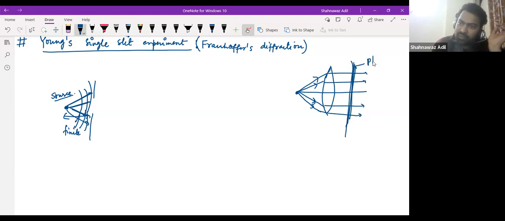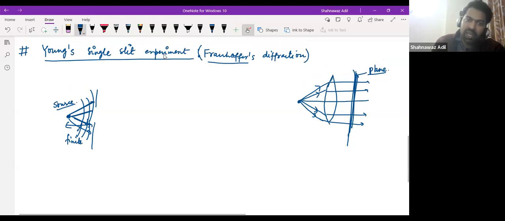This is a plane wavefront. So we have created a plane wavefront using this convex lens, and we have done this experiment in our lab, because the Fraunhofer diffraction says that the source should be at infinity. This is Young's single slit experiment, right?